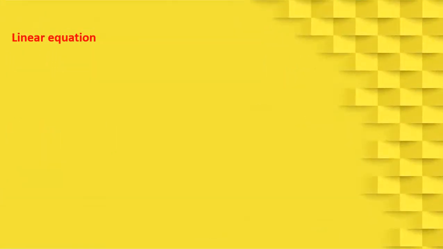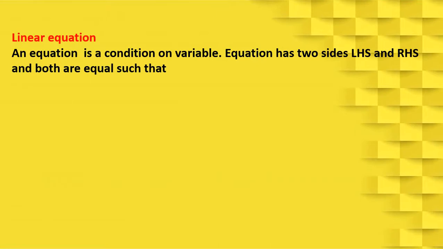So what is a linear equation? Before going to the term linear equation, let us understand what an equation is. As we know, an equation is an equality which has two sides, left hand side and right hand side. In both sides there is an equal to sign, that is, in both the sides the quantities are the same.